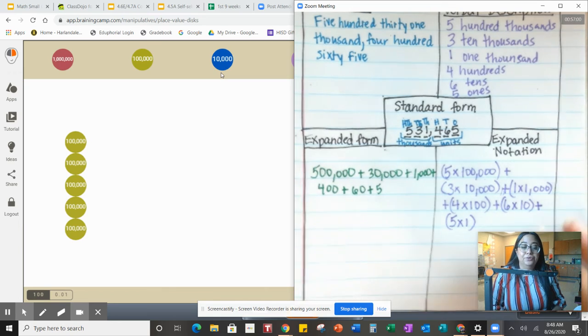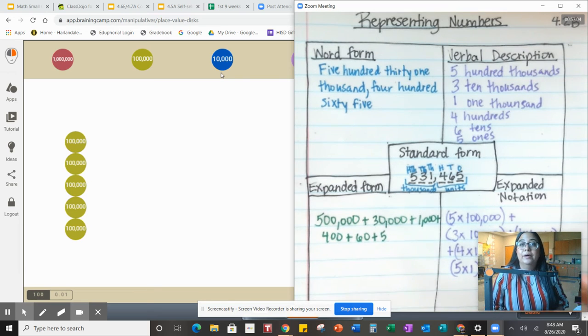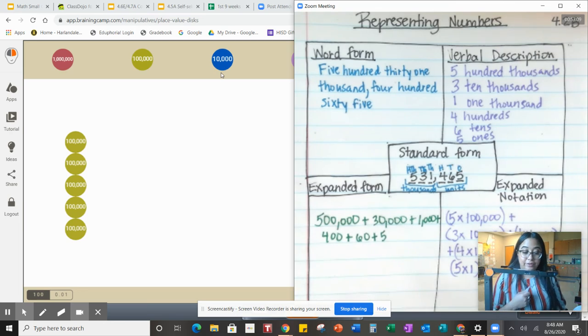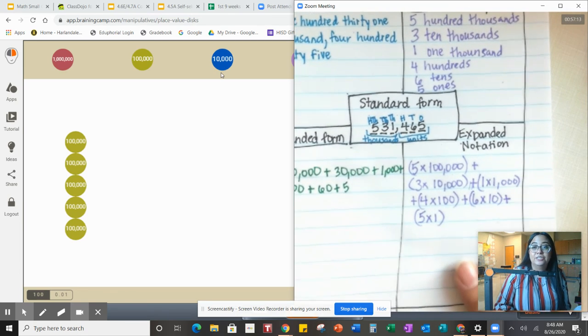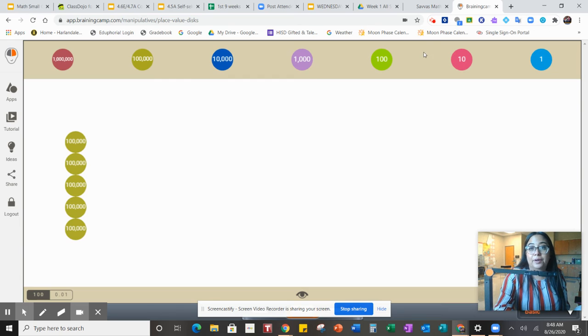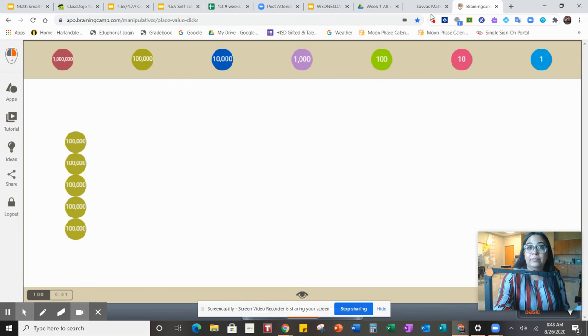So this is how to represent numbers in 5 different ways, which is something that you did do in 3rd grade. So it should just be a review. If you have any questions, just let me know. The math tools, again, are in your Google Classroom. And you can also always just bookmark them. That way they come up whenever you need them, okay?